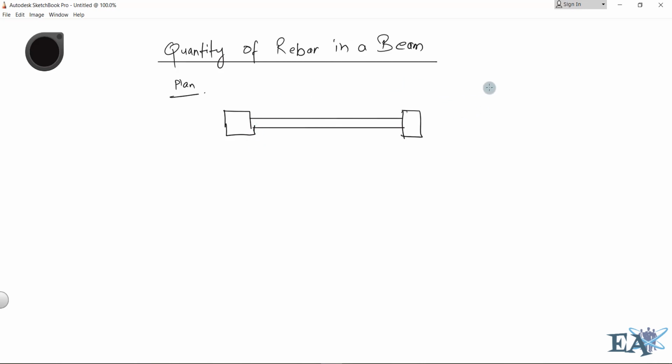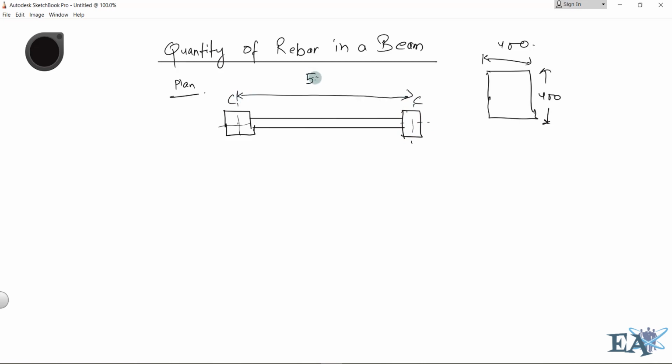Suppose both columns are the same, and suppose the column size is 400 mm by 400 mm. So we don't need the reinforcement of the column. These are both the columns, this is the center of the column, and this is also the center of the column. Let us take this span as 5 meters.